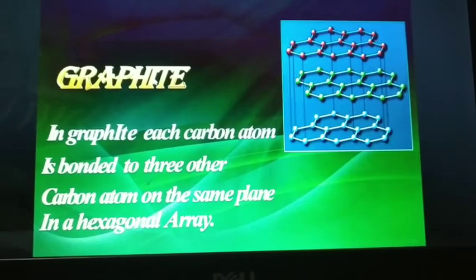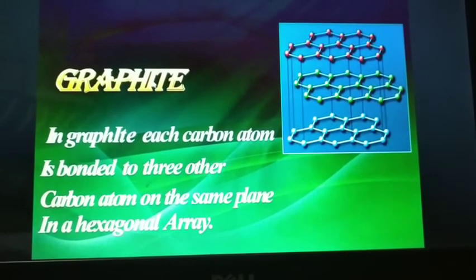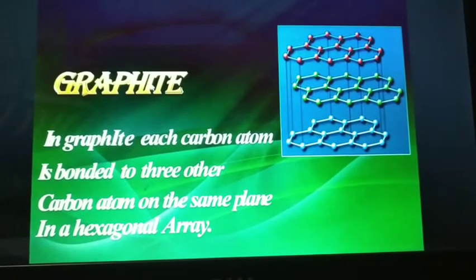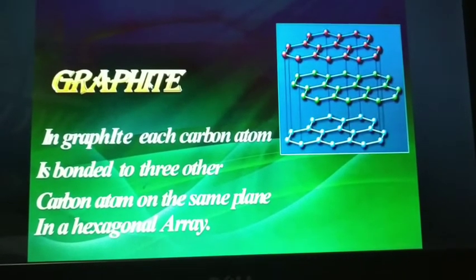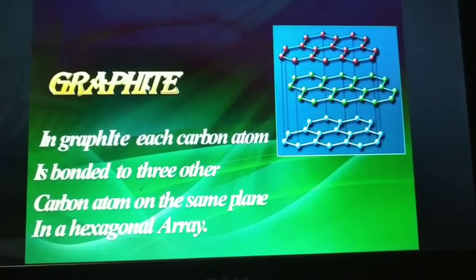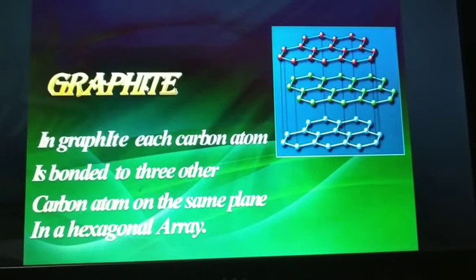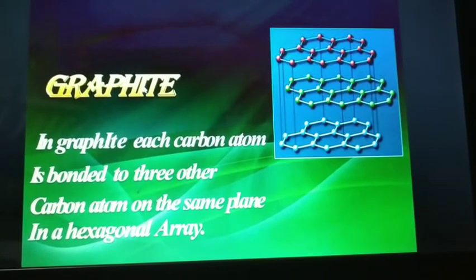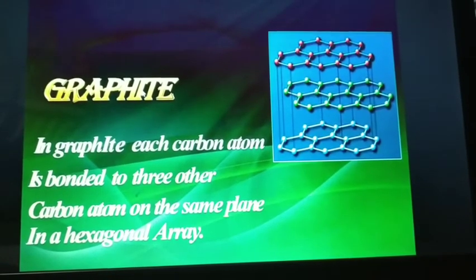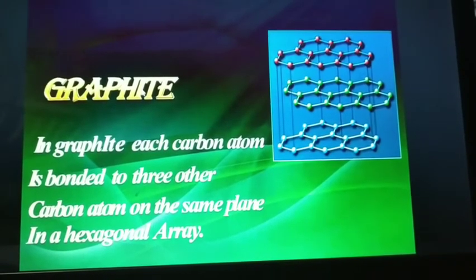Good morning, students. So we have started the chapter Carbon and its compounds. We have discussed diamond and graphite, and their properties and structure also. In today's class, I'm going to discuss just a rough idea of the structure of diamond, graphite and fullerenes.